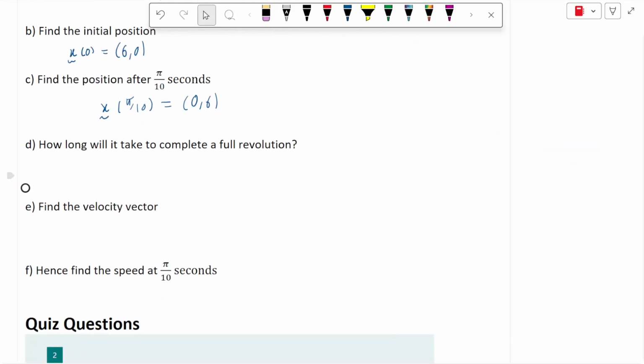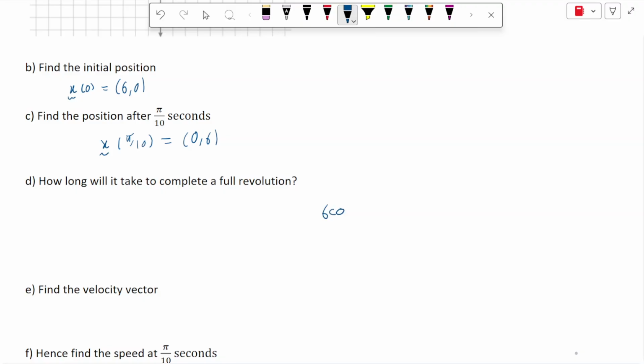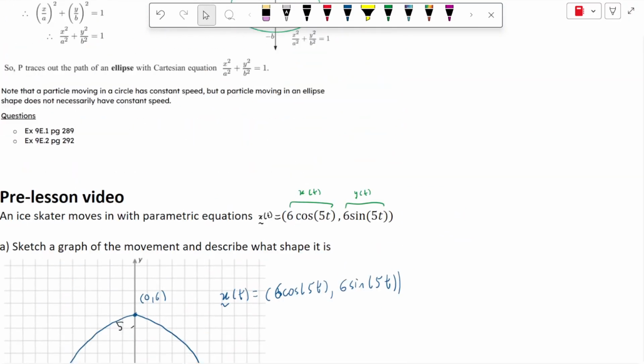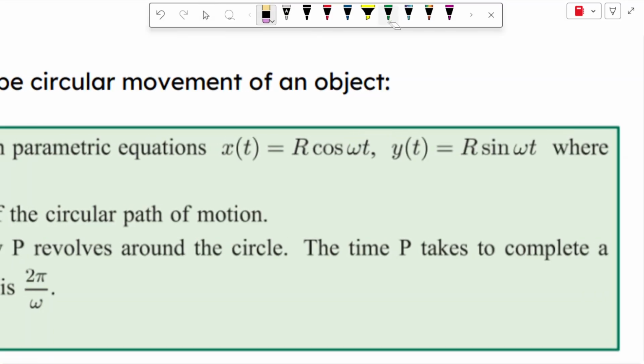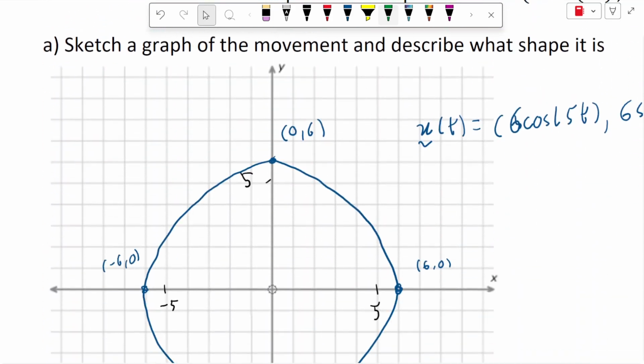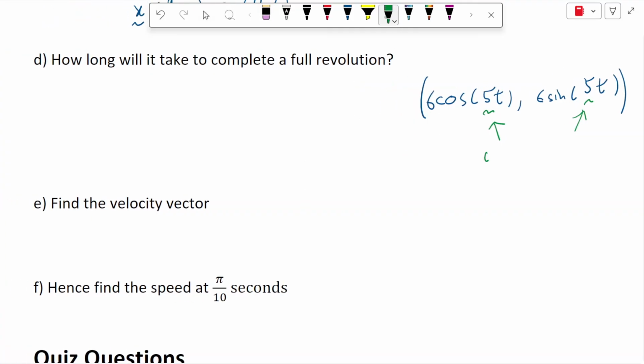Okay, how long will it take to complete a full revolution? So you can pretty much look at the number here. So 6 cos of 5t and 6 sine of 5t. It works the same as normal trig. So this number here, I think the book likes to call it omega, W. I think that's called omega. I need to brush up on my Greek skills. But the point is, that number there is 5. And the period is 2 pi over that number.